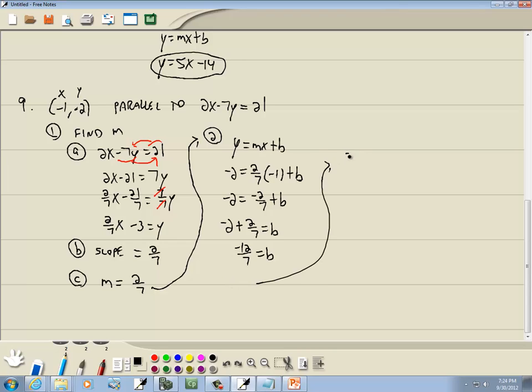And then step 3. Actually write our answer down. So plug in the m from step 1, which was 2/7, and plug in the b from step 2, which is -12/7. And that's our answer.